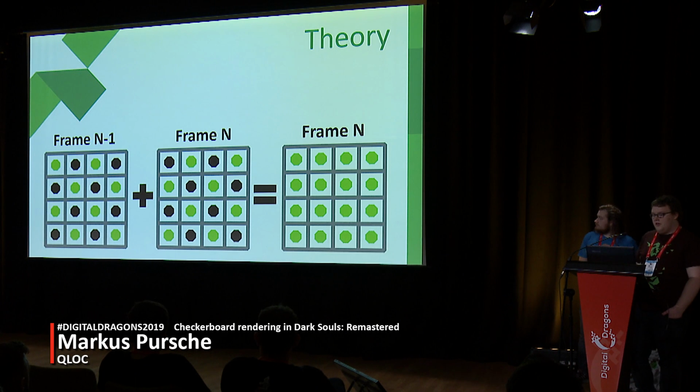We have to start with some theory. Our goal with checkerboard rendering is to shade only half of the pixels of a final frame. By alternating the checkerboard pattern each frame, like you can see on the slide, there should theoretically be enough information to produce a full image at half of the shading cost. But here is a more realistic example.